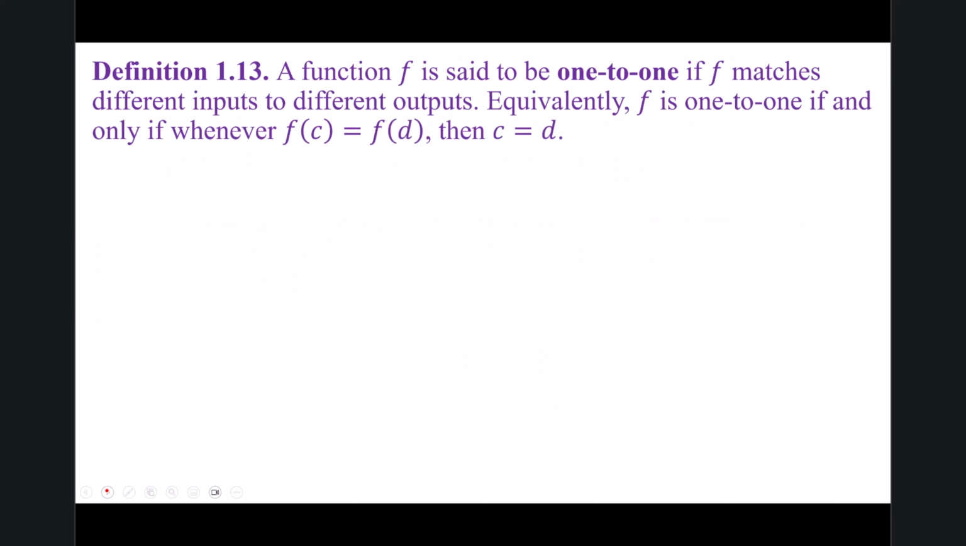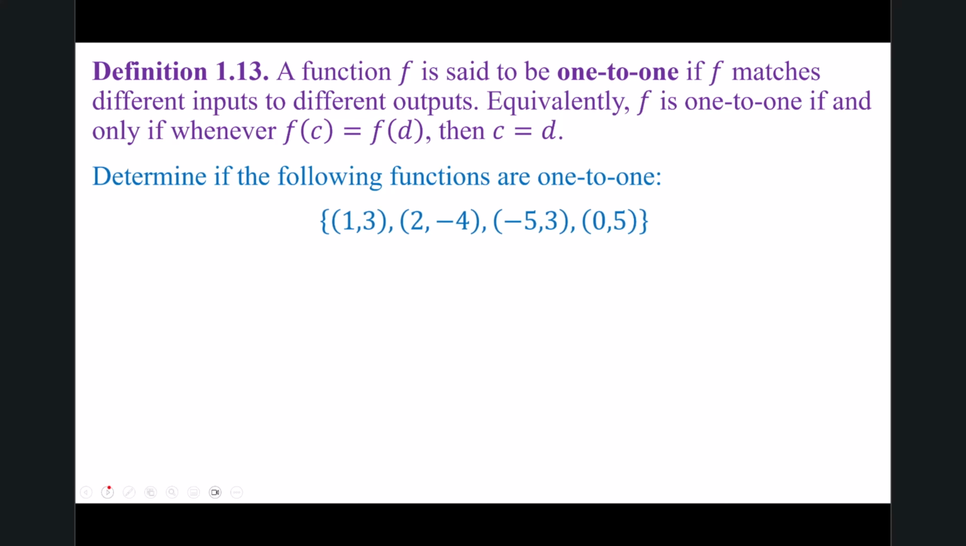A function f is said to be one-to-one if f matches different inputs to different outputs. Equivalently, another way to say that, f is one-to-one if and only if whenever f of c equals f of d, then c equals d. Let's determine if the following functions are one-to-one.